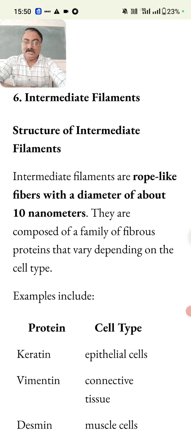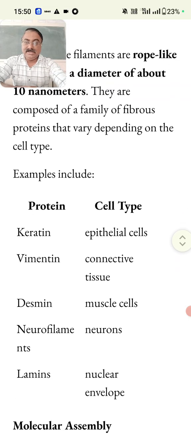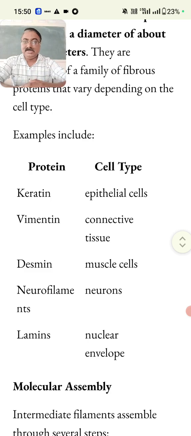The examples include the protein keratin, which is present in epithelial cells; vimentin, which is present in connective tissue cells; desmins, which are present in muscle cells; neurofilament, which is present in nerve cells; and lamins, which are present in the nuclear envelope.